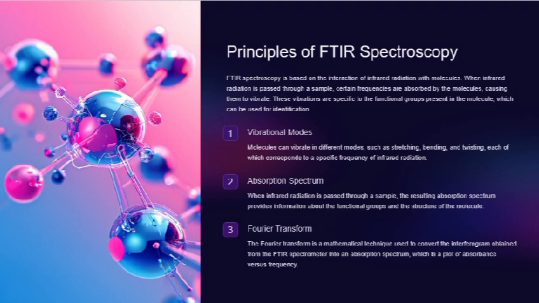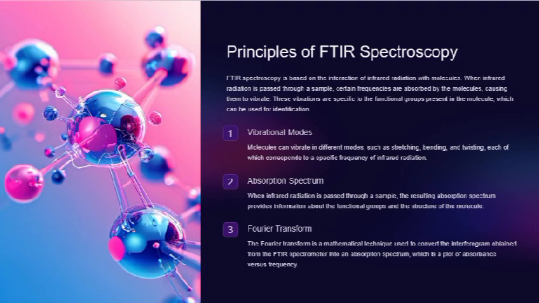When infrared radiation is passed through a sample, certain frequencies are absorbed by the molecule, causing them to vibrate. These vibrations are specific to the functional groups present in the molecule, which can be used for identification. Molecules can vibrate in different modes such as stretching, bending, and twisting, each of which corresponds to a specific frequency of infrared radiation. When infrared radiation is passed through a sample, the resulting absorption spectrum provides information about the functional groups and structure of the molecule.